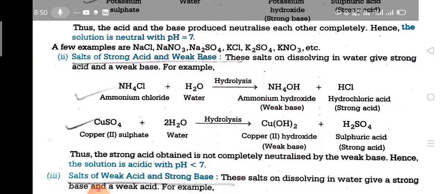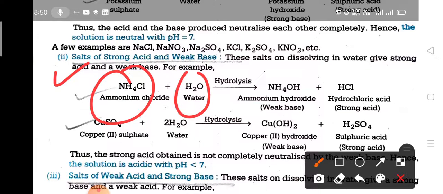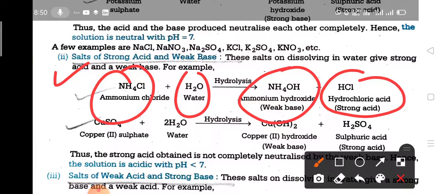Now, salts of a strong acid and a weak base, correct? Here NH4Cl is a salt, and when it reacts with water, that means hydrolysis, it will form the weak base NH4OH, called ammonium hydroxide, and a strong acid. So its pH will be less than 7, because of the presence of this strong acid.